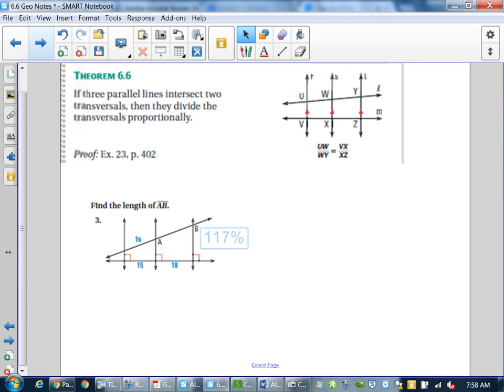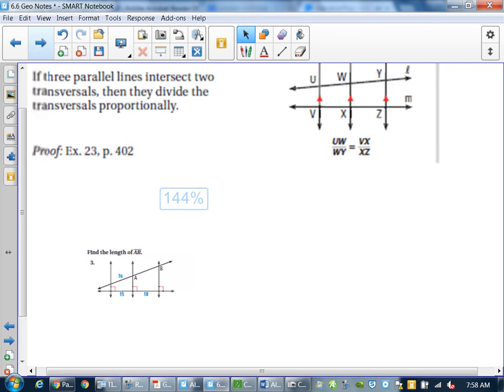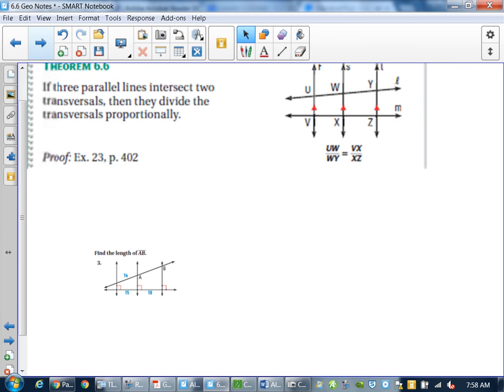Oops. Screwed this up. No. Not those, but the next one. There we go.